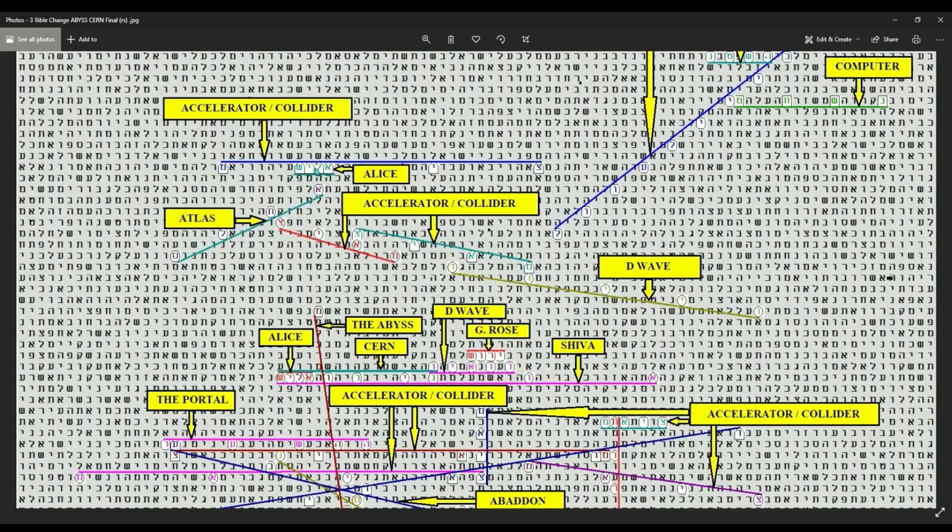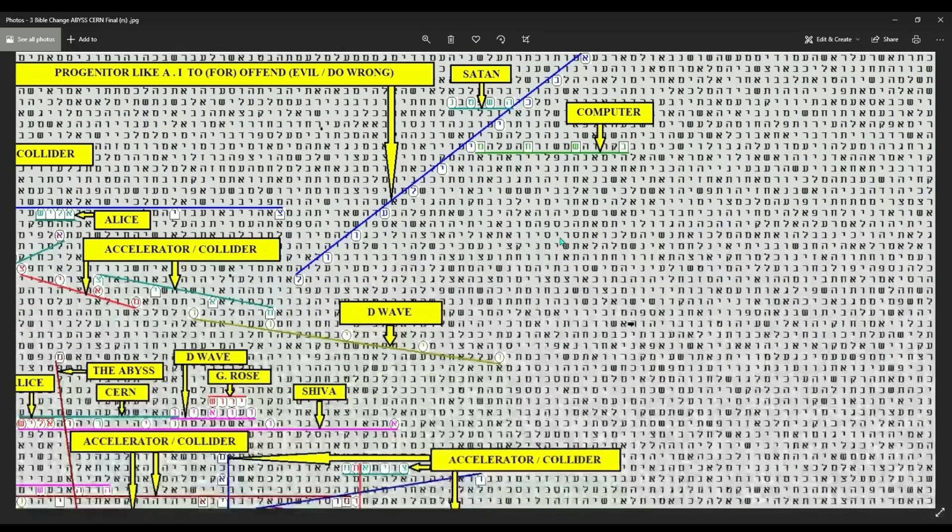And Alice as well. Again, we have Alice here, we have Alice here, this Alice linking to the CERN here, and accelerator and colliders, and we also have Alice just above, right across the accelerator collider here. Moving to the top, we have the word here Satan, we have the word computer.